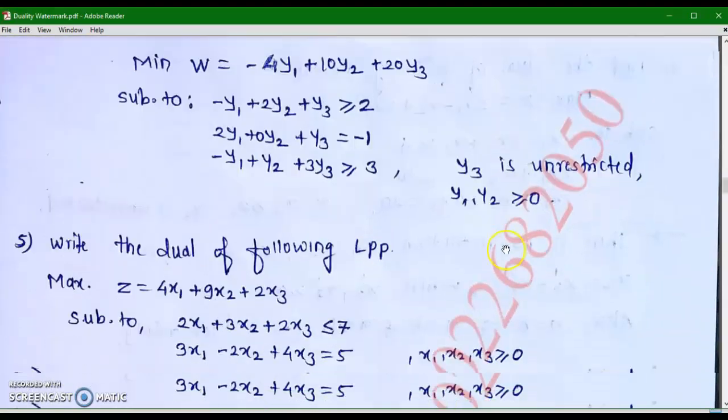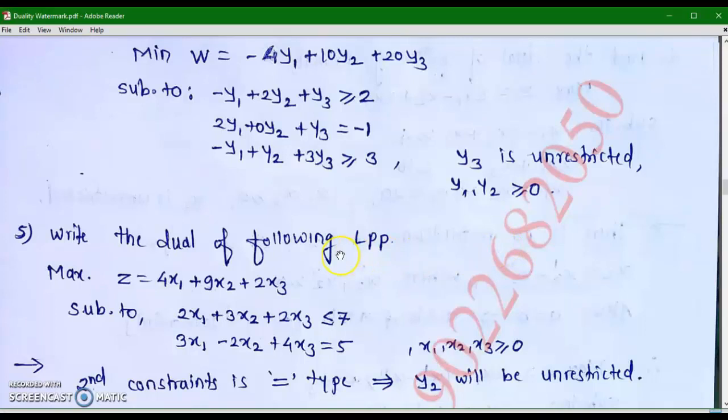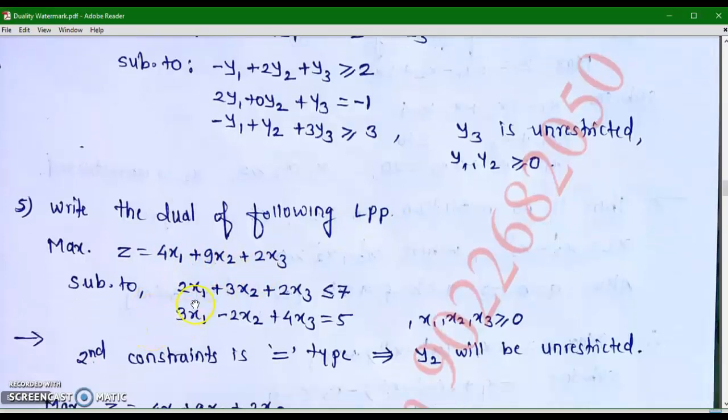We have one more example of this type. Write the dual of the following problem. Maximize z equal to 4x1 plus 9x2 plus 2x3 subject to the conditions 2x1 plus 3x2 plus 2x3 less than or equal to 7, and the second constraint is of equality type. Okay, but here all variables are restricted. So the only observation is the second constraint which is of equality type, it implies that the second variable in the dual, that is y2, will be unrestricted, and since y2 will be unrestricted, we have to treat y2 as y2 dash and y2 double dash wherever required.